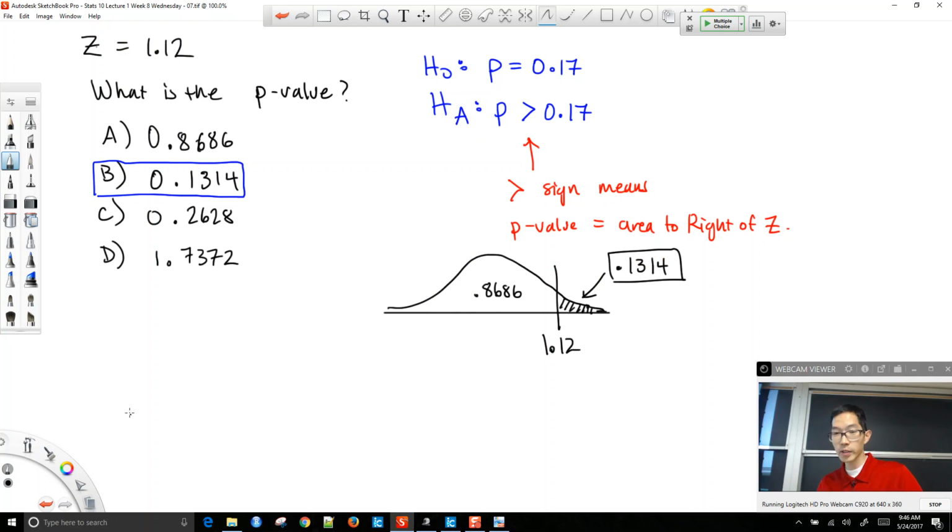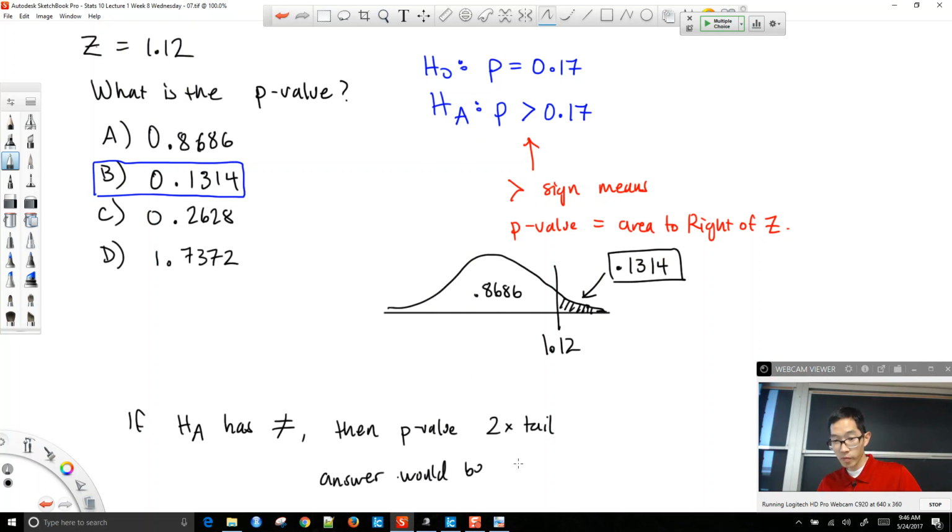If the alternative has a not equal sign, then the p-value would be 2 times our tail area, and our answer would be answer choice C. If the alternative had a not equal sign. Is that okay? So far, so good?